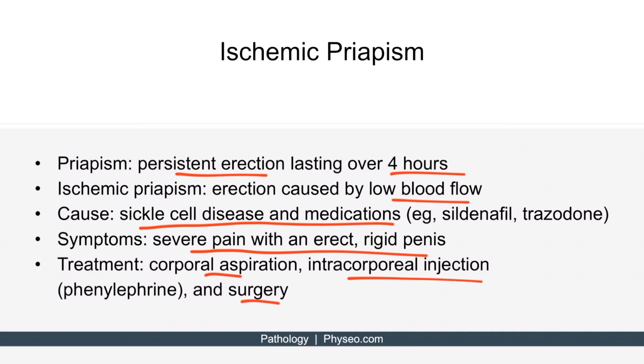Corporal aspiration means that a needle is placed into the corporal bodies and some stagnant blood is aspirated. You can also give an intracorporeal injection directly into the corporal bodies. We use a sympathomimetic called phenylephrine. Recall that phenylephrine is a selective alpha agonist. It causes blood vessels to constrict, and this helps treat ischemic priapism.